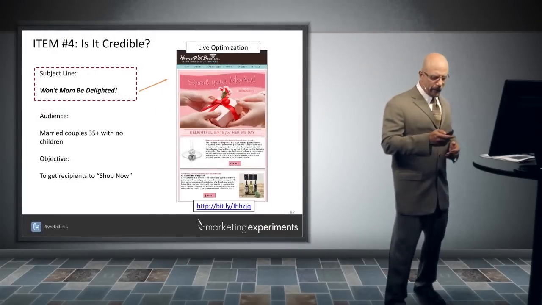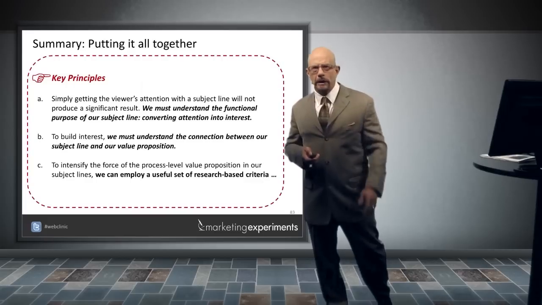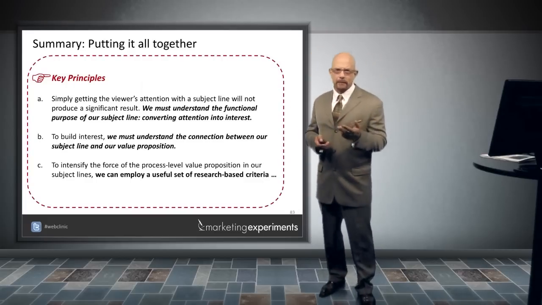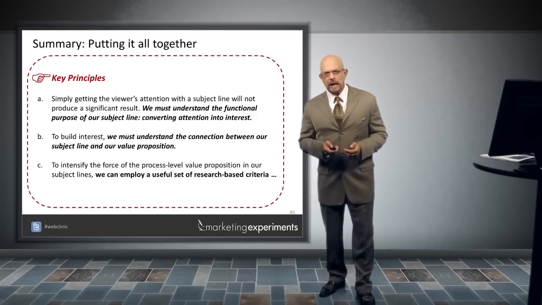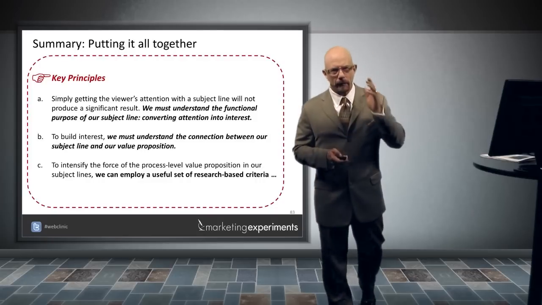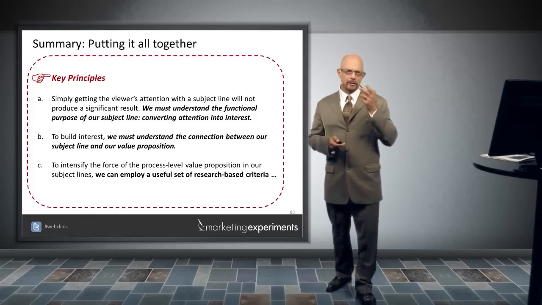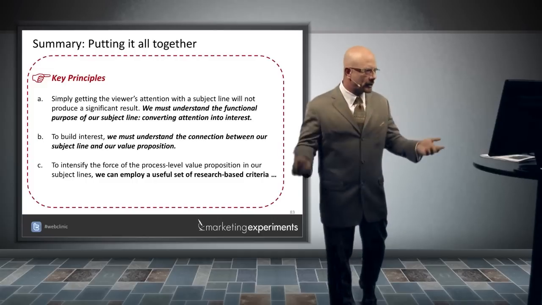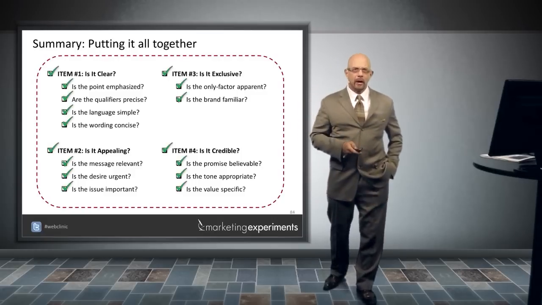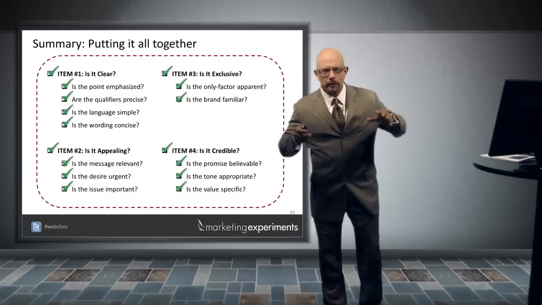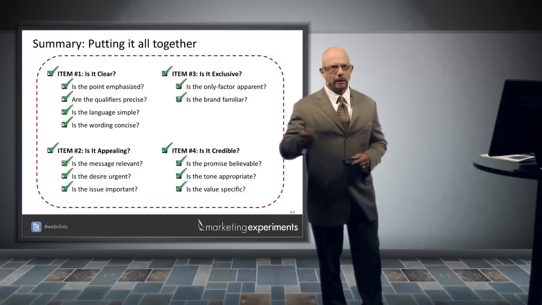All right, you're thinking very well. Let's put this all together. We've talked about three critical issues. We need to understand the functional purpose of the subject line. It's about converting attention into interest. And we need to understand the connection between our subject line and our value proposition. And also, we need to employ a useful set of research-based criteria for measuring the effectiveness. In doing so, we've laid out a checklist of critical pieces. Each of these checklists can be applied to that subject line so that you can determine whether or not it's as effective as can be.